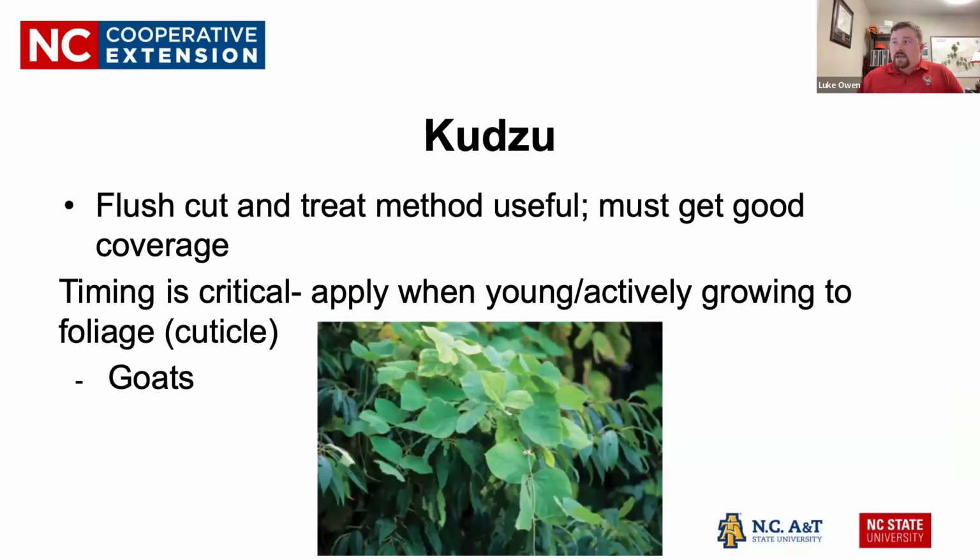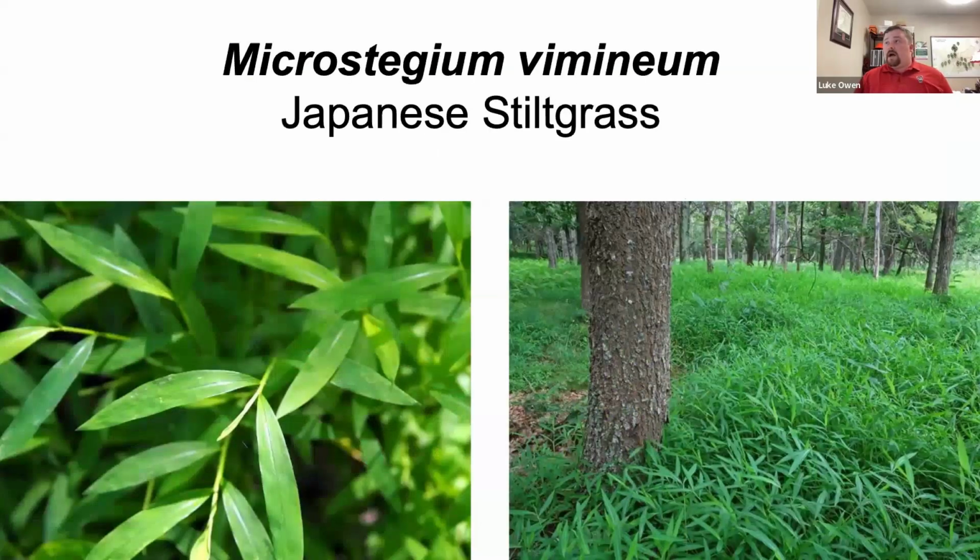Generally, the flush cut and treat method is useful. You've got to get good coverage if you're going to do a foliar spray of kudzu. Timing is critical, especially when we talk about applying it when they're young and actively growing. If you wait too late, that cuticle is going to get thick and you're going to see less absorption. We talked about goats as being a really good biological control for kudzu as well.